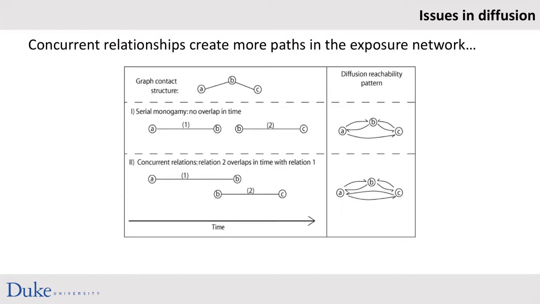If C has the infection, then during time 2, C could pass it to B, and B could pass it back to A because there's an overlapping period of time in the network. So the concurrency matters really in two ways. One is it increases the size of the connected component, so you could get across the room much farther with the exercise that we just did. And secondly, because it allows you to go backwards in time.